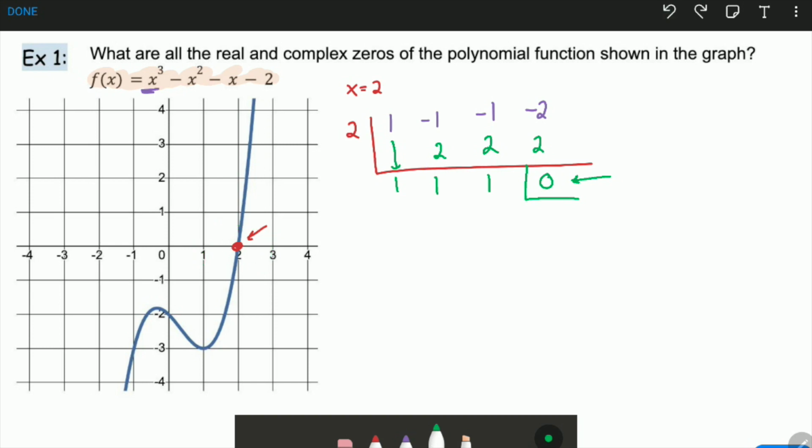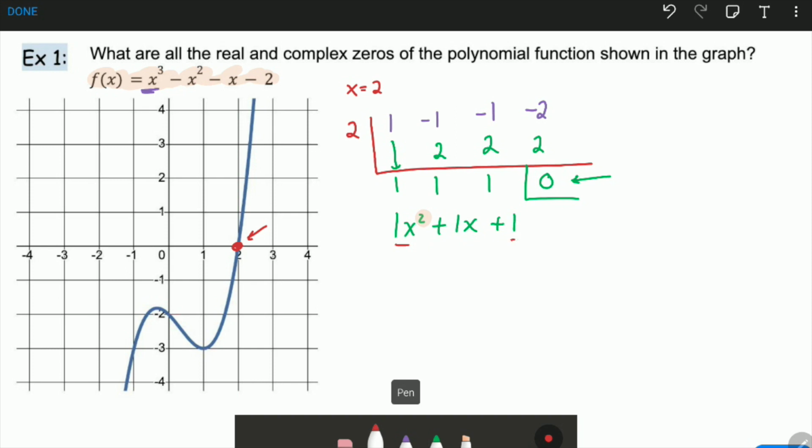So with that, we know we are down to 1x squared, reducing the degree by 1 after the division, plus 1x plus 1. Now with this, to figure out the remaining roots, we could try factoring or use the quadratic formula. Our goal here with synthetic division was to get it down to a quadratic. Once we have a quadratic, we have many strategies to handle it. But higher degrees, we don't. So we're going to go ahead and try factoring it.